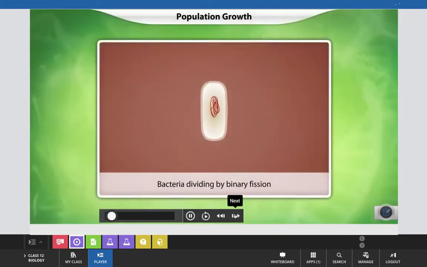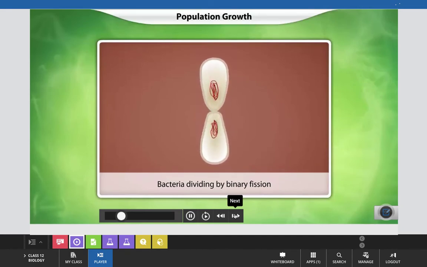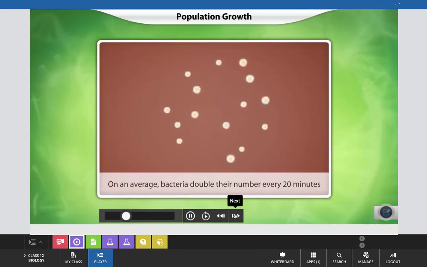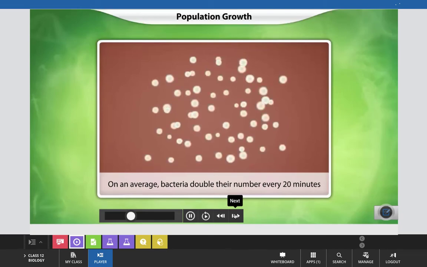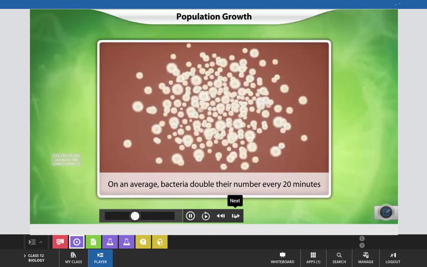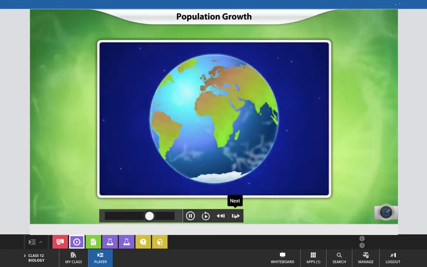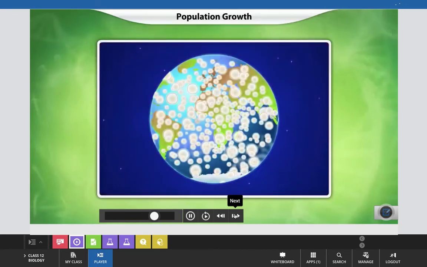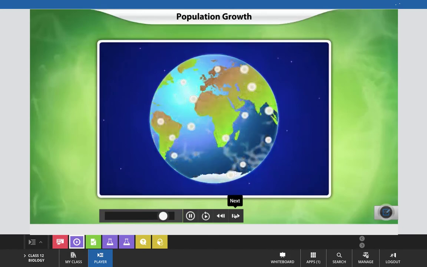A single bacterium in a nutrient-rich medium divides rapidly to form colonies. Given that bacteria have a doubling time of 20 minutes, can you imagine what would happen if this growth pattern continued for some days? Well, bacteria would then cover the entire planet. Thankfully, that does not happen. Why? What factors regulate population growth in nature? Let's find out.